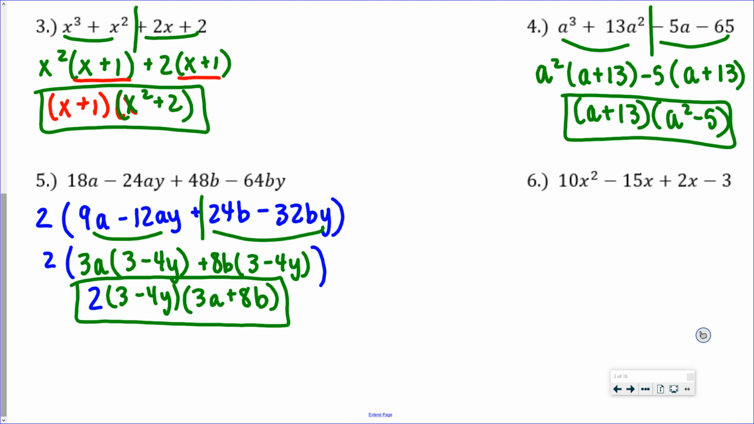Does it matter the order, like the... Oh, the factors? Nope. You can multiply in any order, so it doesn't matter. Good question.